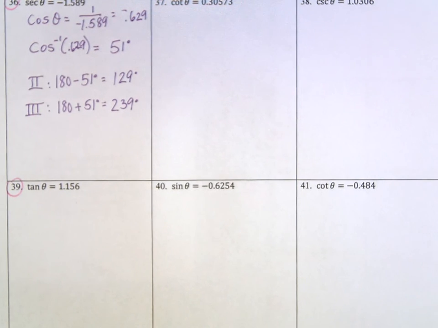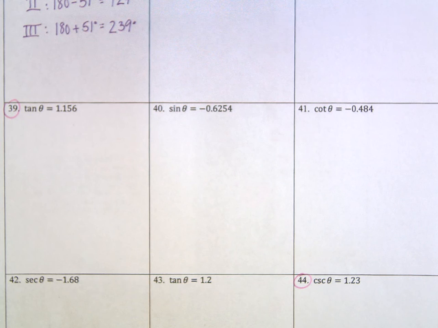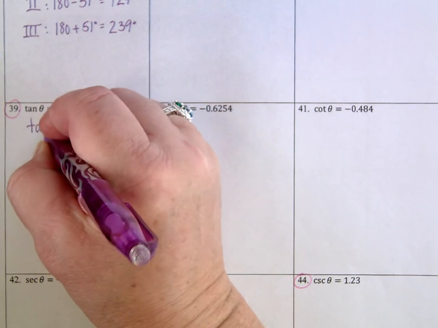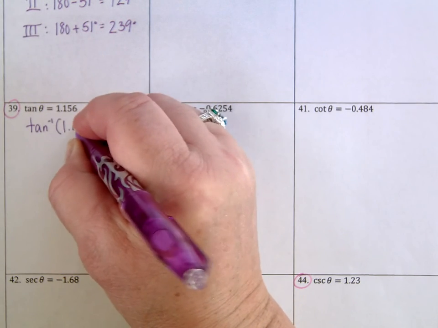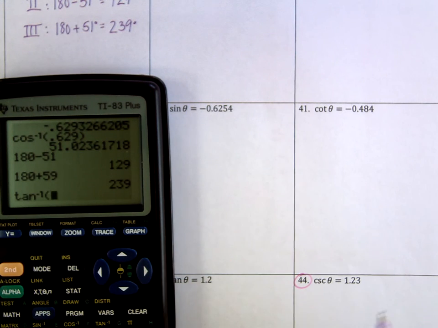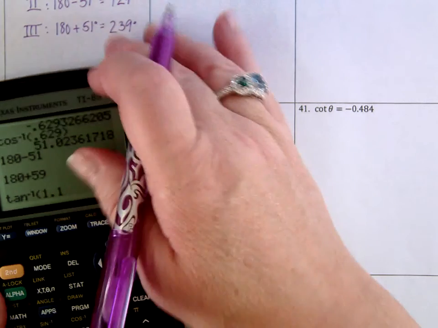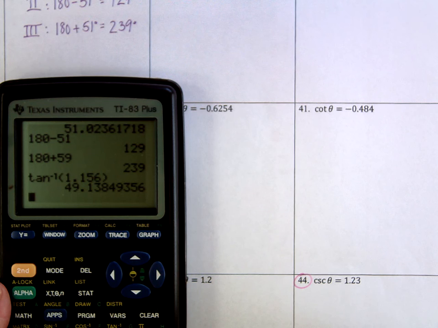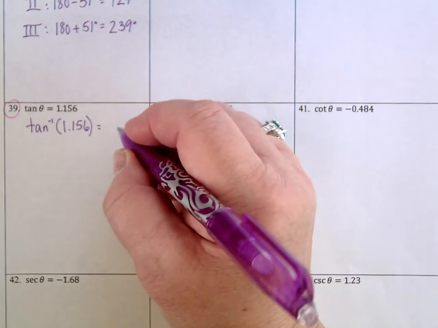Two to go. Number 39 is the next one that I wanted to look at with you, and that one is a tangent. Tangent is on your calculator, so you don't have to do the extra step of figuring out the fraction. All you need to do is take tangent to the -1 of 1.156 and see what the angle is going to be. So here I go. Second tangent of 1.156. This one gives me 49.13, 49.14. I can't just round it to 49. It's not close enough. So it's going to be 49.14 is what we're going to use.